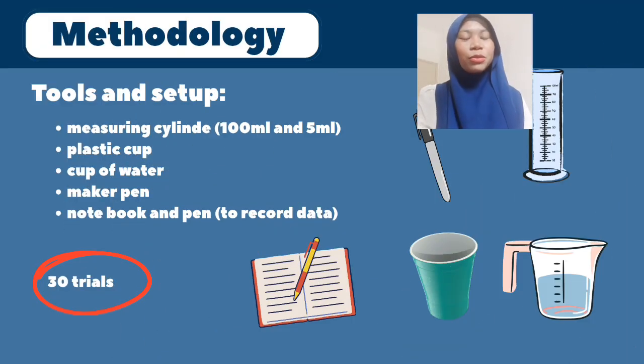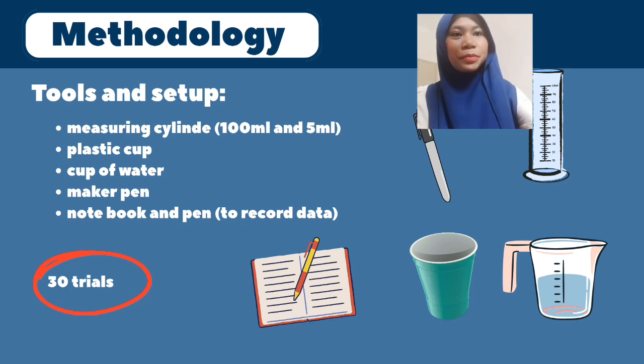Here are the tools and setup. First, we need a 100 milliliter and a 5 milliliter measuring cylinder, a plastic cup, a cup of water, a marker pen, a notebook and a pen to record data.